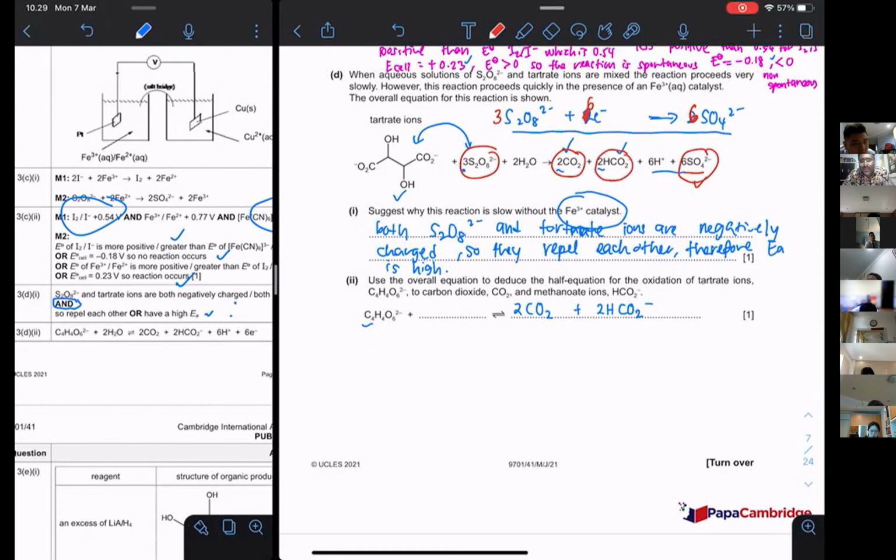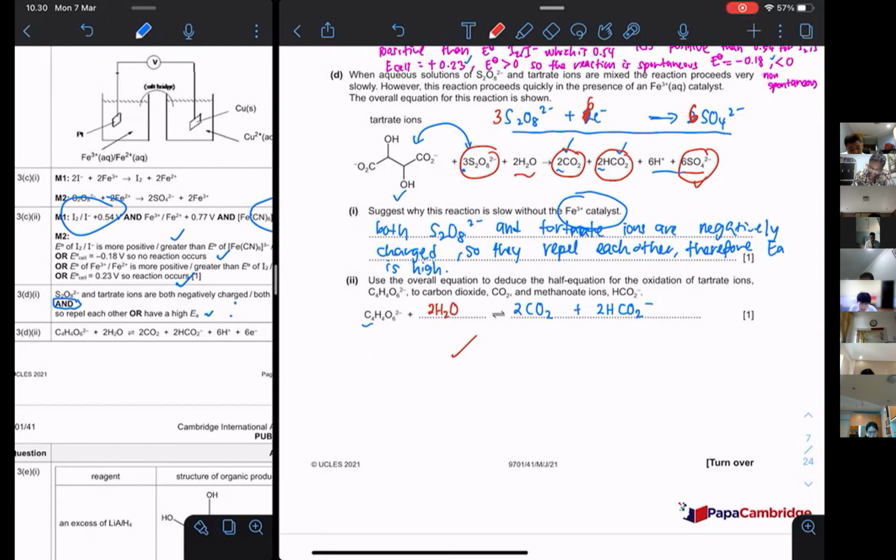The only problem that we have over here is the H2O and 6H plus. So this H2O and 6H plus must be coming from here. So you need to write down plus H2O. How many H2O? I just take whatever I have, 2 H2O.